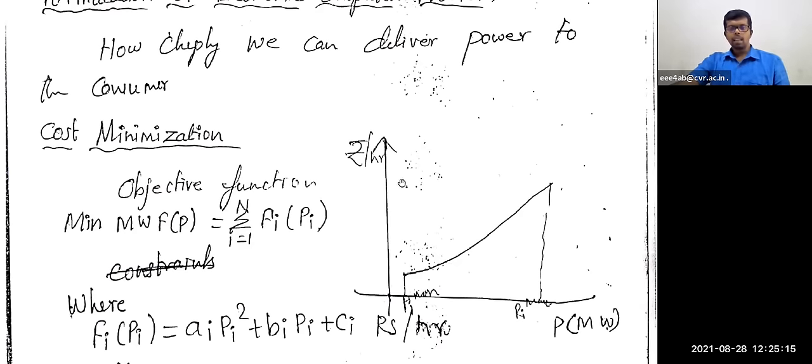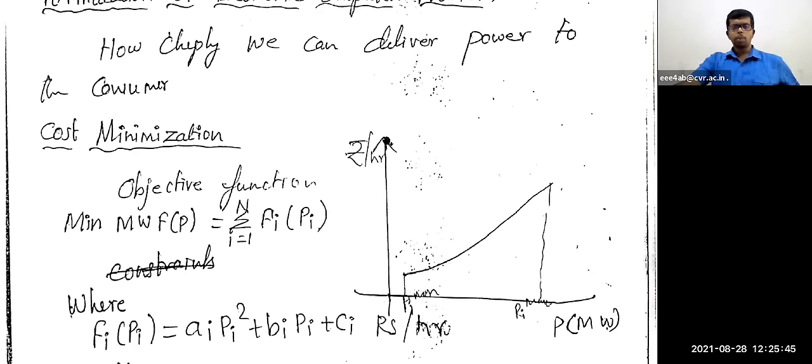Then the heat rate characteristics and fuel rate characteristics are all the same. Here you can write two units: rupees per hour, and for heat H, in the bracket you have to mention MBTU, million British thermal units per hour. So heat rate and fuel rate are on the same axis.